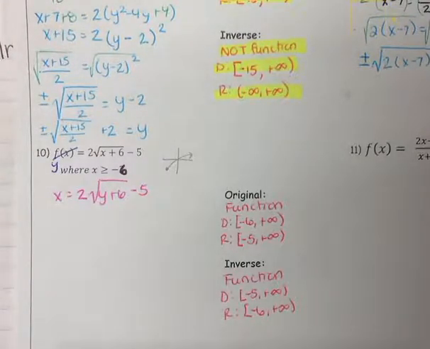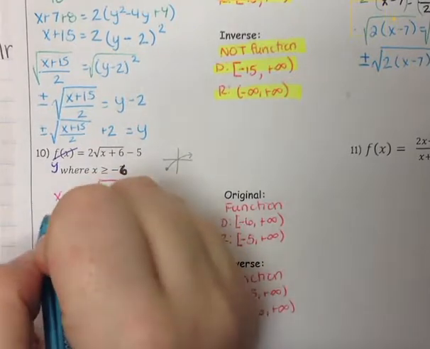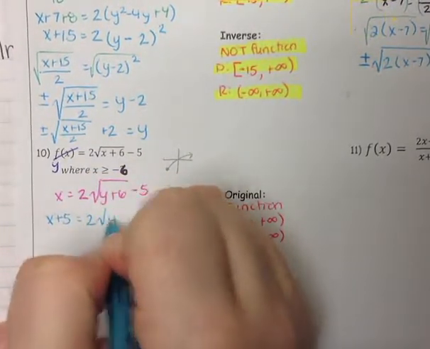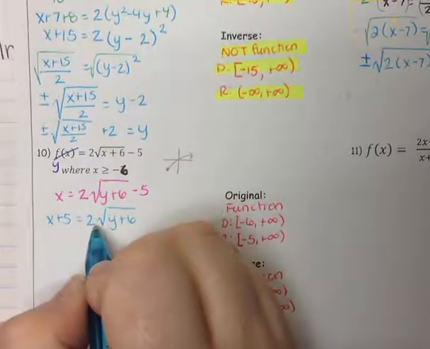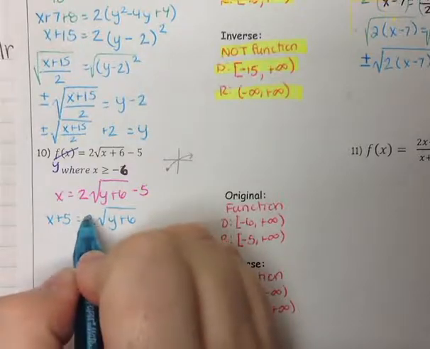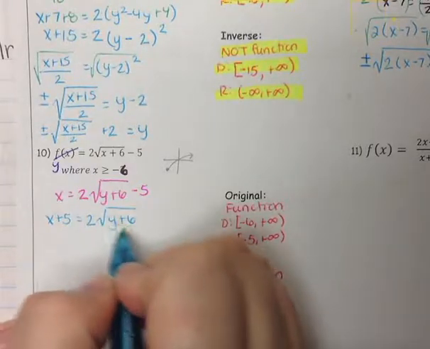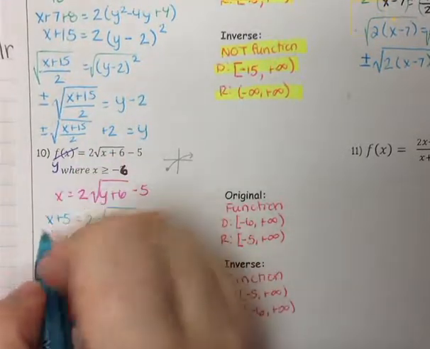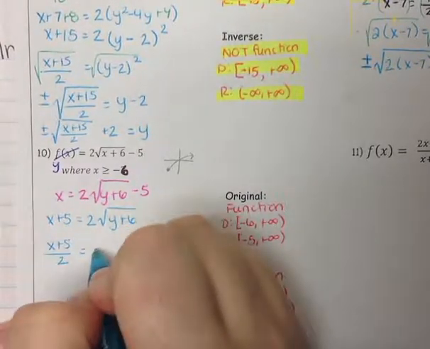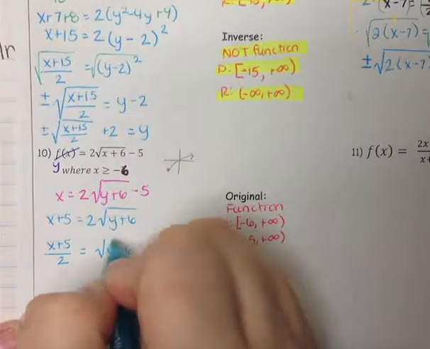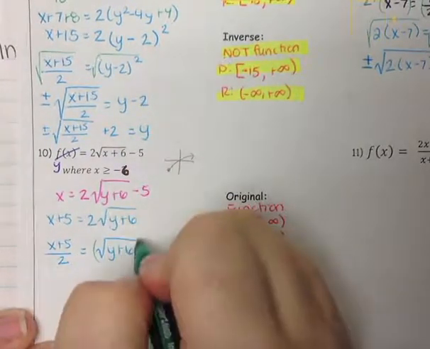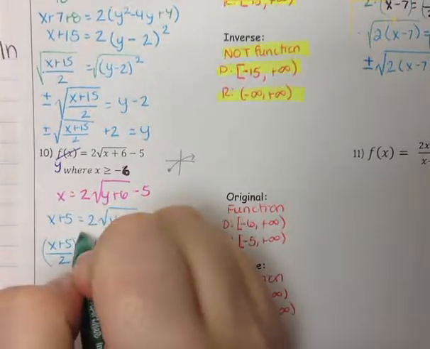So to solve for y, I'm going to add 5 first. So we're going to have x plus 5 is equal to 2 times the square root of y plus 6. We need to divide by the 2 on everything over here. Once we divide by 2 here, the 2 will go away, but we don't do anything inside the parentheses, inside the radical. So we're going to have x plus 5, all of that over 2, equal to that square root of y plus 6. To get rid of the square root, we need to square both sides.